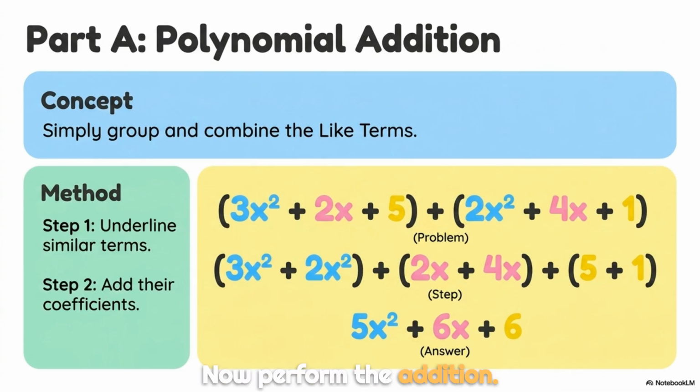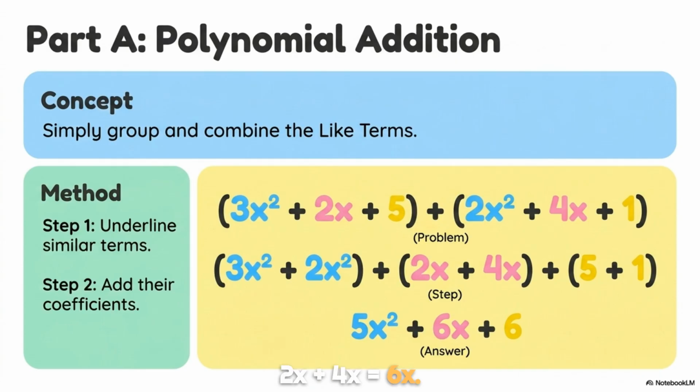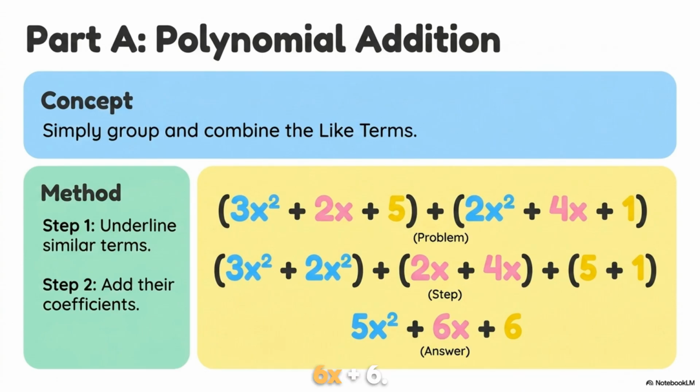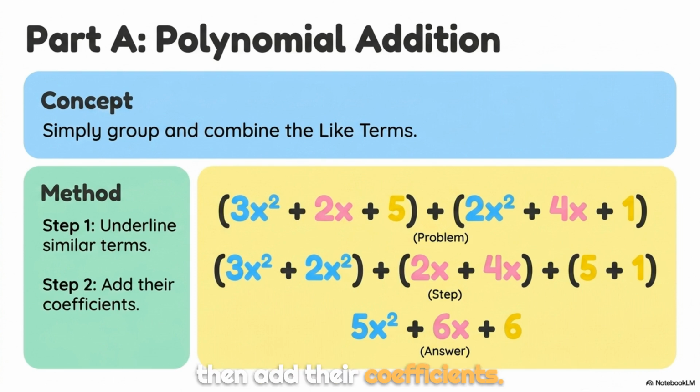Now perform the addition. 3x² + 2x² equals 5x². 2x + 4x equals 6x. 5 + 1 equals 6. Therefore, the final answer is 5x² + 6x + 6. Always remember, identify like terms first, then add their coefficients.